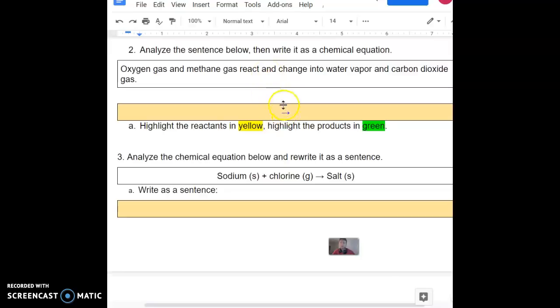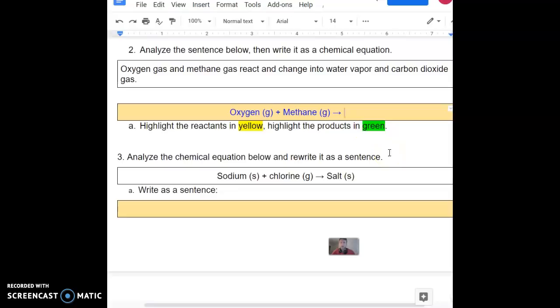Okay. This time I gave you the arrow in the middle. So let's start with our reactants. We're going to click so we're on the left of the arrow. Well, we have oxygen, and I'm going to write parentheses, G, parentheses, and methane as a gas. So oxygen gas and methane gas react and change. Aha, change is my clue that that's where my arrow goes. Remember, our arrow represents that something's changing. So now I'm going to click to the other side of the arrow, the right-hand side.